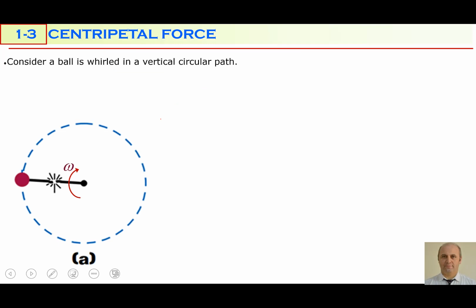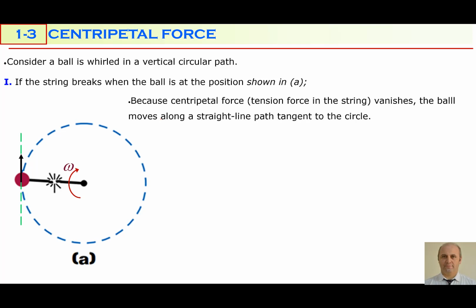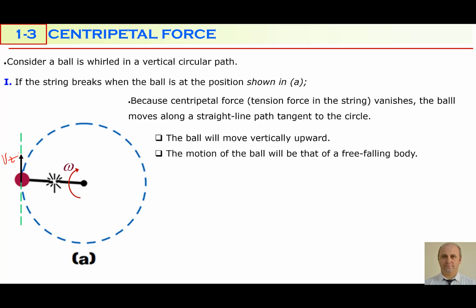So there are two examples in the book about this. One of them is this. Consider a ball whirled in a vertical circular path. If the string breaks when the ball is at this position, at position A right here, the tendency of the object is to follow a straight line path tangent to the circle, that is, the tangential velocity at that point. So then the ball will move vertically upward, and the motion of the ball will be that of a freely falling body. It will move up and back down again.